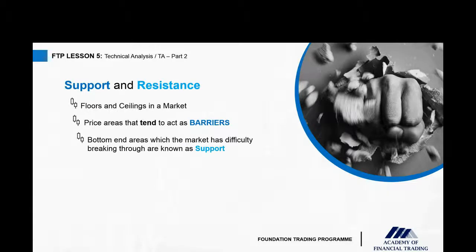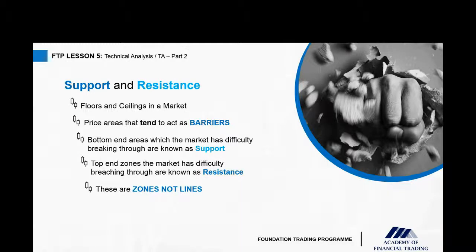We say that the floor, the bottom end area, is known as a support point of the market. We say that the top level area, the ceiling, is known as a resistance point. And these are just the terminology that we will be using. We say that they're zones, they are not lines.